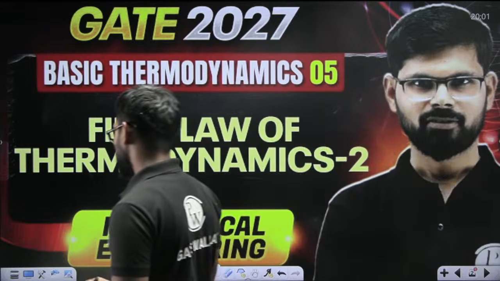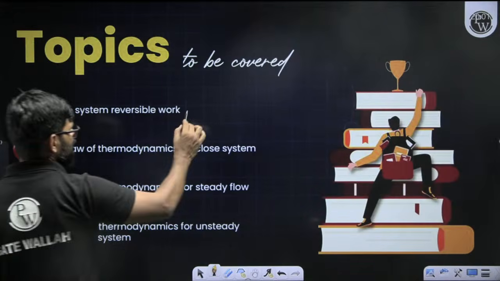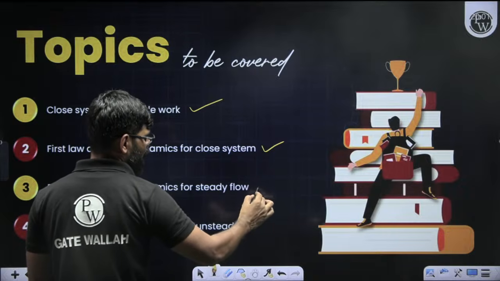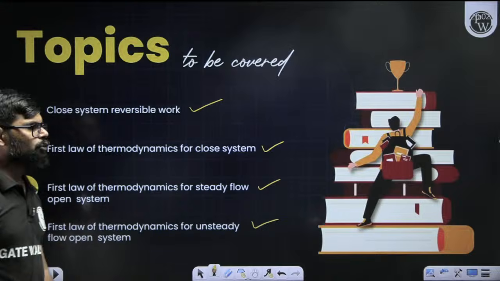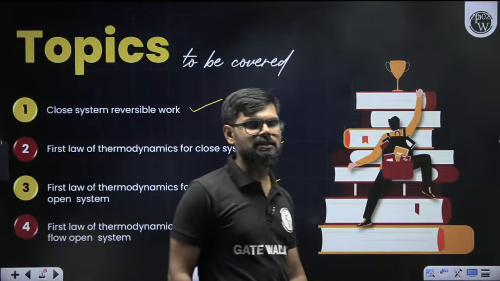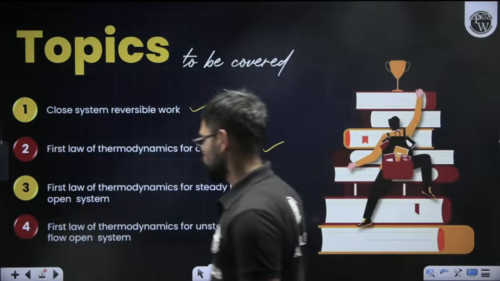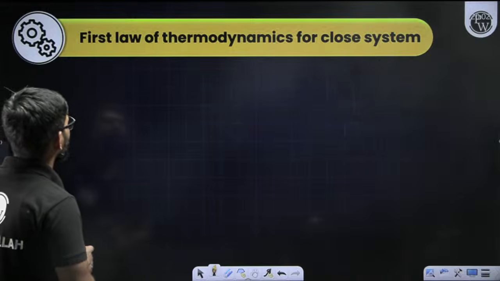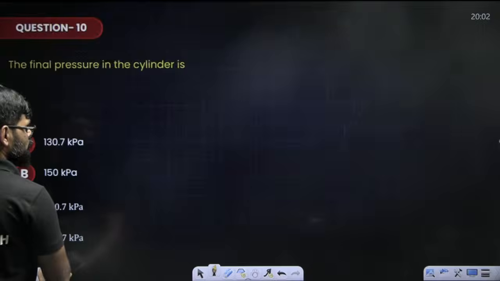Today we are going to continue with the first law of thermodynamics. This part is already done, this part is also done. Now today we are going to talk about these two parts: the first law of thermodynamics for steady flow open system as well as unsteady flow open system. So the first law for closed system is already done.